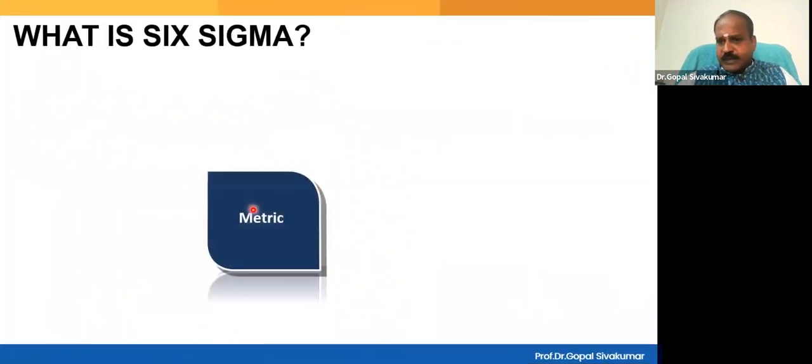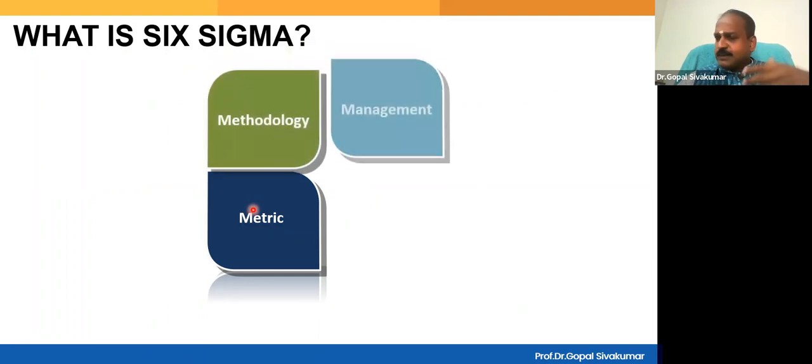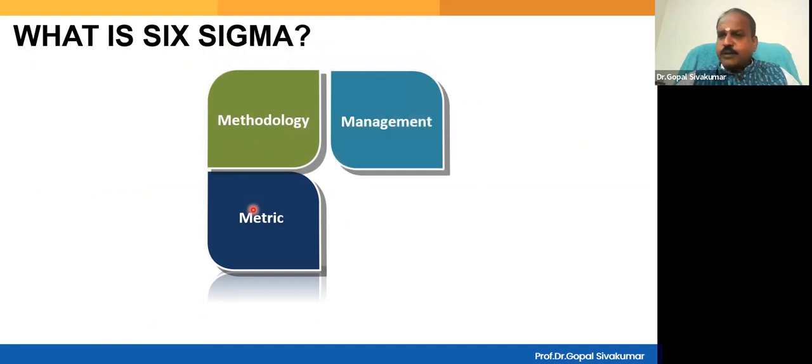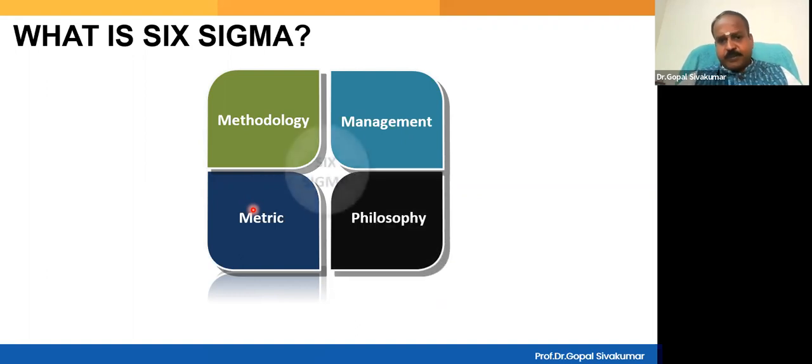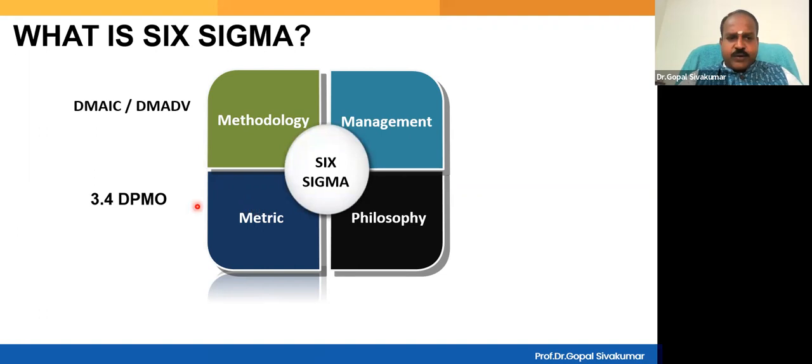So Six Sigma can be used as a metric. Higher Sigma level means highest level of performance, no rejection. Six Sigma can be used as a methodology. Six Sigma can be used as a way to manage people in your company. I will differentiate people based on the belt, not just based on the qualification, not just based on the experience. Over and above the qualification and experience, I will use belt level as a way of differentiation and then recognition. For promotion, belt required. For consideration to leadership role, belt required, right? Six Sigma is a philosophy. And Six Sigma performance means defects are less than 3.4 DPMO.